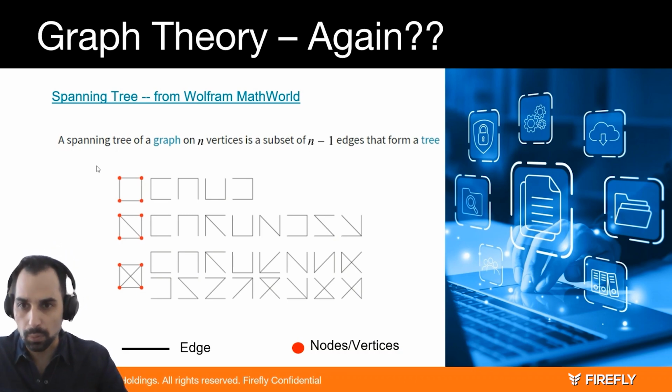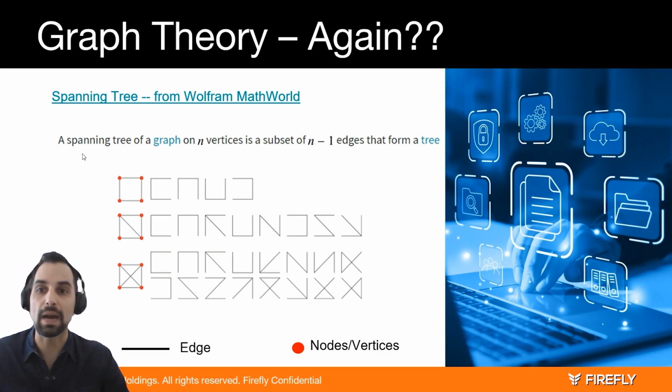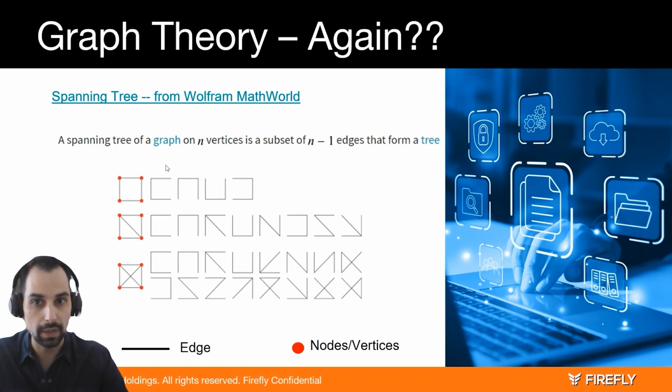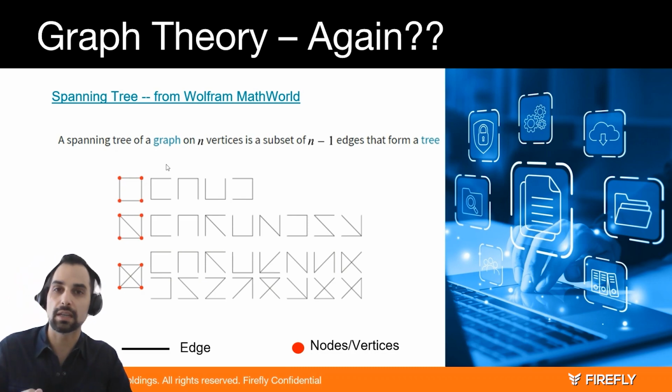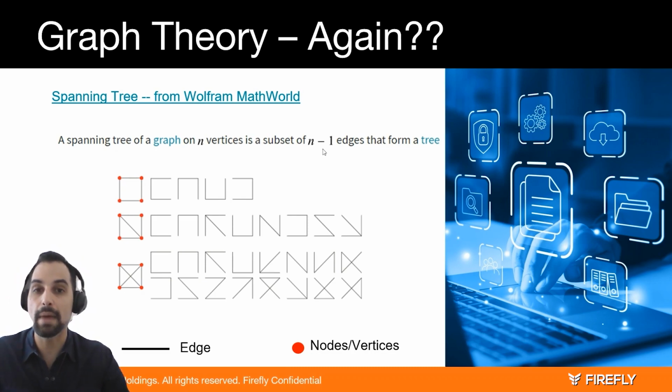So here in the example, we have three different graphs, all of them made of four nodes, but in this case you have four edges. Here we have 5 edges, and here we have 6 edges. If we see the definition, the spanning tree of a graph of n vertices, and in our case n is 4, is a subset, so it's like a smaller part, of n minus 1 edges. So if we have 4 vertices or 4 nodes, we're going to have 3 edges that form a tree.